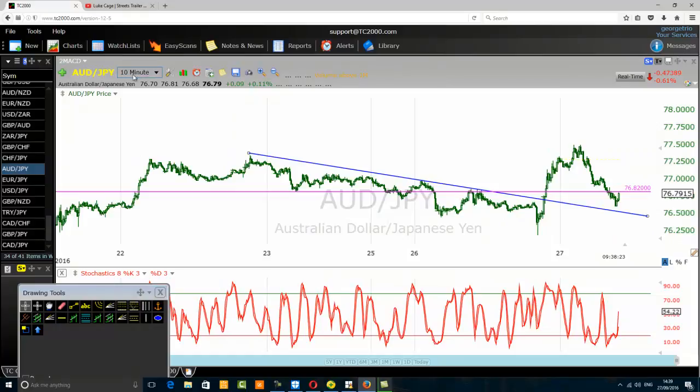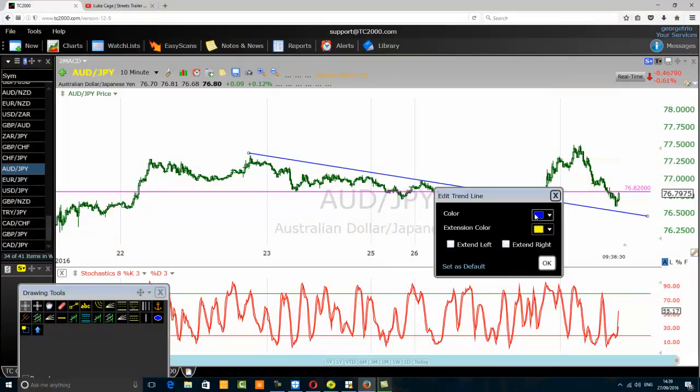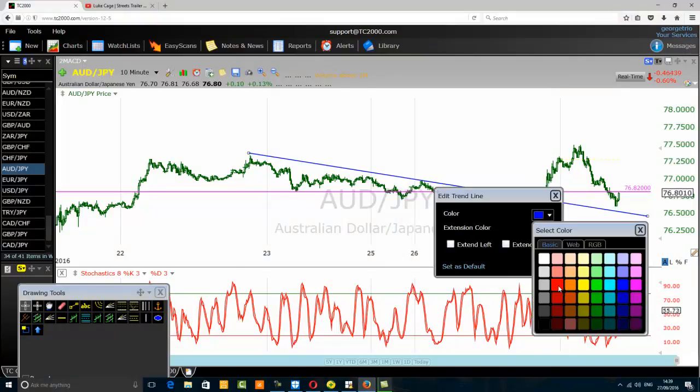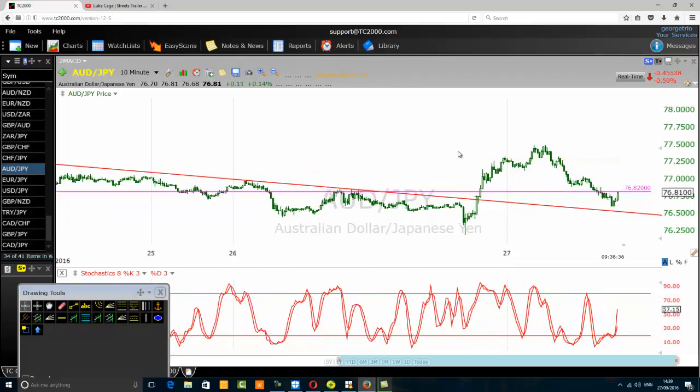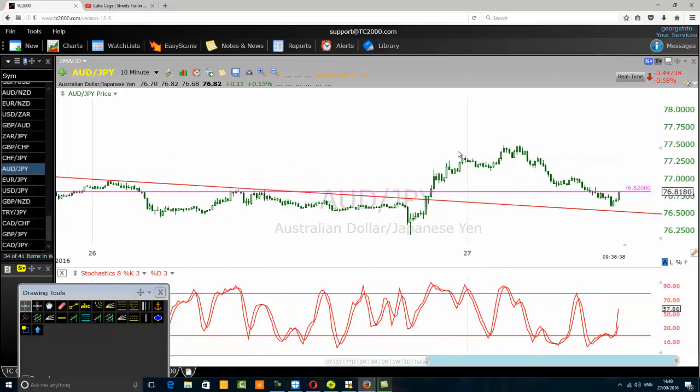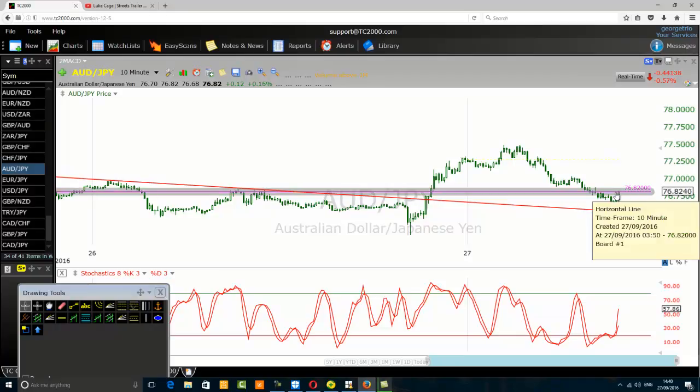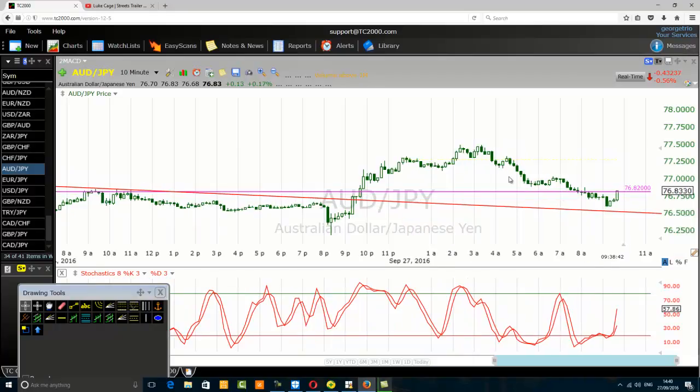If you look carefully, I'm on a 10-minute time frame. The price breaks above the red bearish trend line. Pay attention carefully. My order is going to be filled now at 7682. It's coming up. Boom. Now I'm in this trade, my friend.